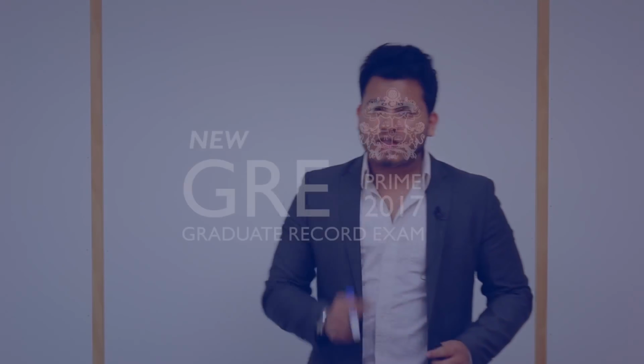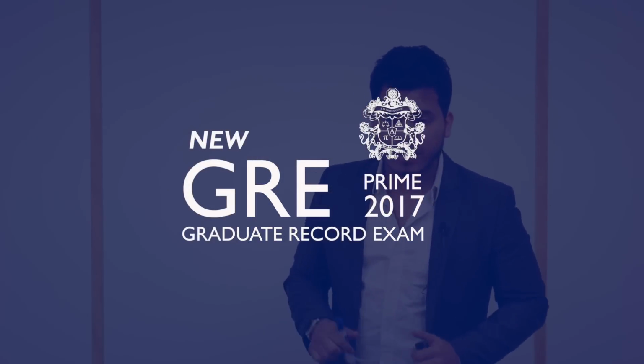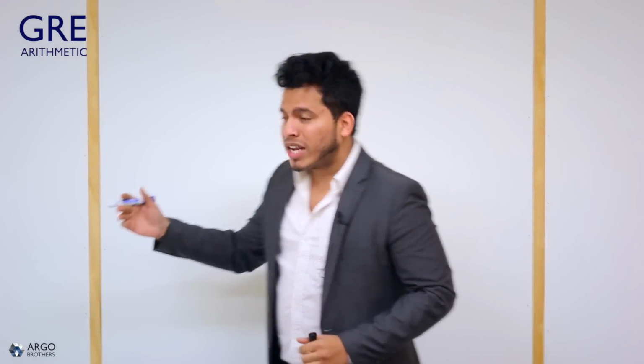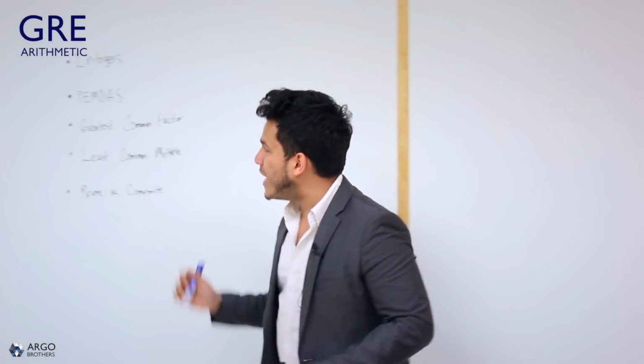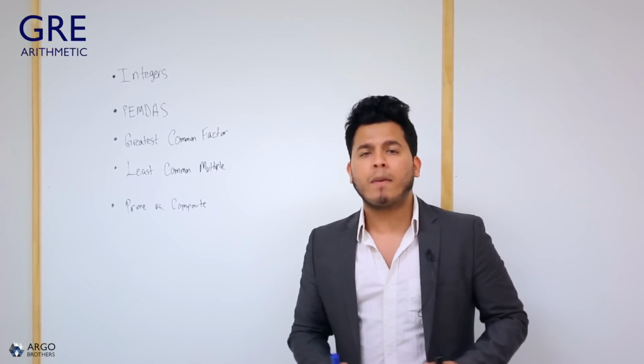Alright, so in this video, we're going to be talking about the arithmetic section of the quantitative reasoning section of the exam. There are a few fundamental things that you must know, so I'll be doing some slight review of these topics. We're going to be covering the following topics: integers, PEMDAS, greatest common factor, least common multiple, and prime versus composite numbers.